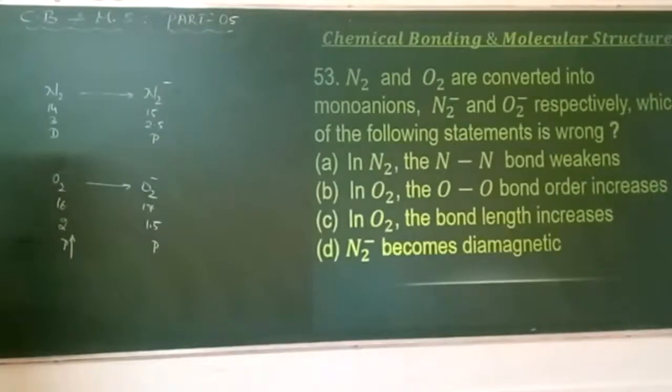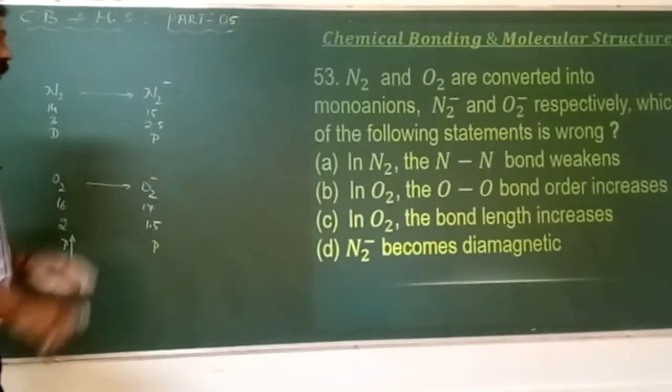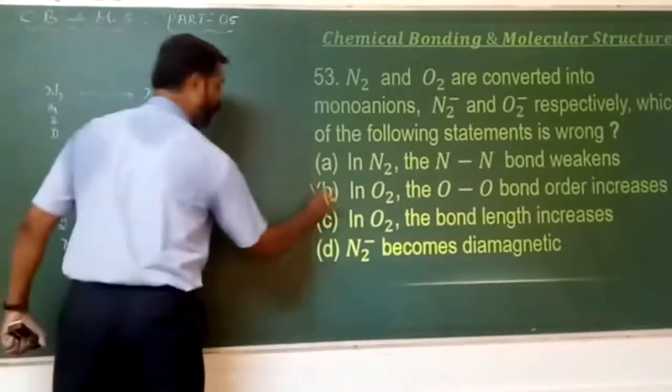In O2, the O-O bond order increases. What is the bond order here? The O2 bond order is 2 and the O2 minus bond order is 1.5. The bond order actually decreases. Therefore, this is the right option.